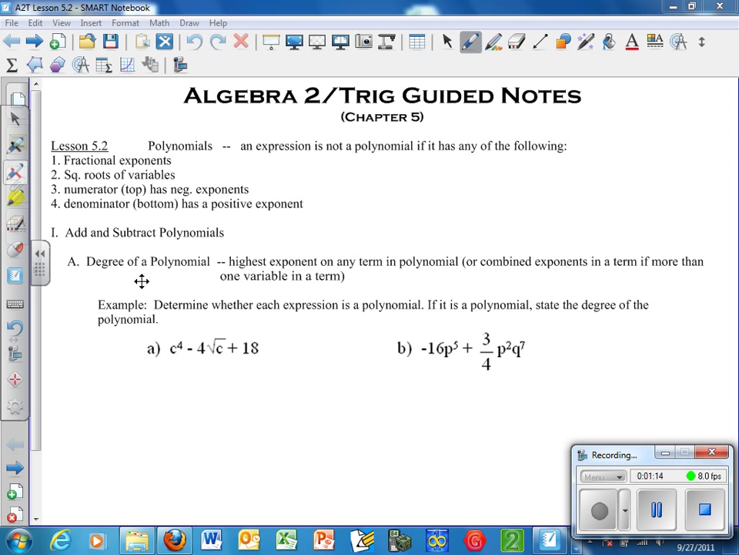So this first one, we have c to the fourth minus 4 times the square root of c plus 18. Again, if we have square roots of variables, which we have right here, then this would be not a polynomial. So this first one is not a polynomial.